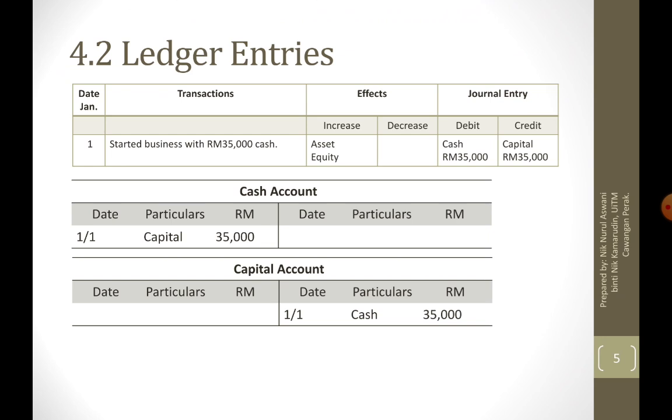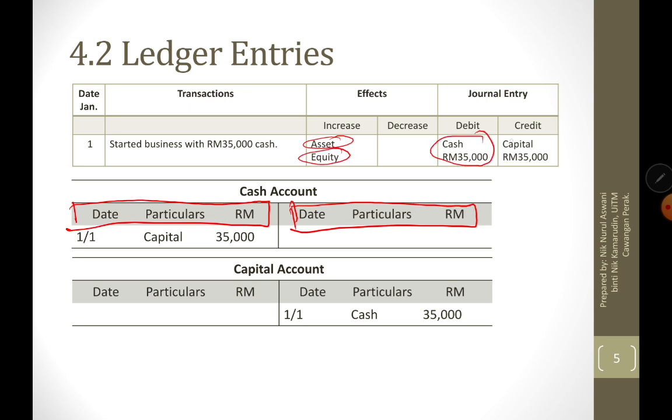You must have the date for the debit side. This is the debit side on the left hand side. Here is the debit side, and here is the credit side. Okay, as I mentioned earlier, when started business with 35,000 ringgit cash, there is an increase in asset and an increase in equity: debit cash, credit capital. How do we record it? We open two accounts, cash account and capital account.